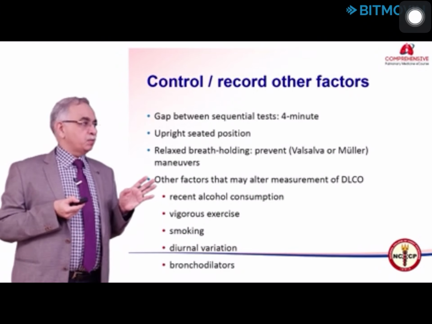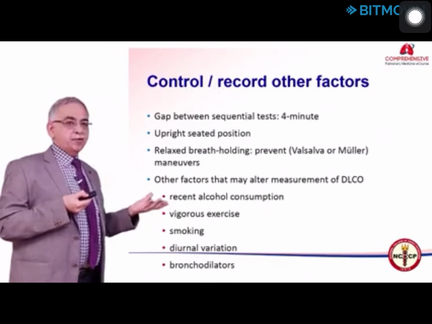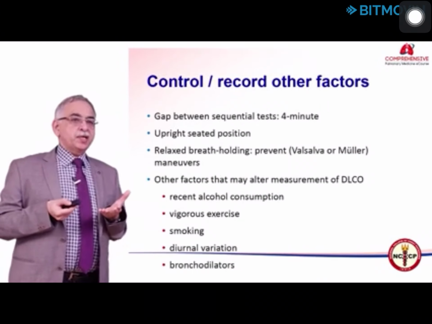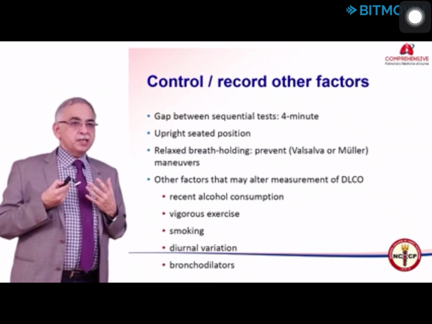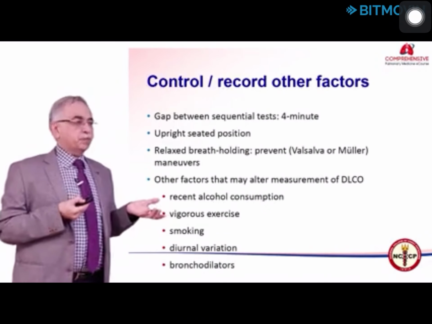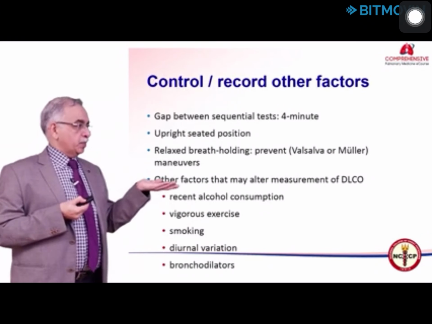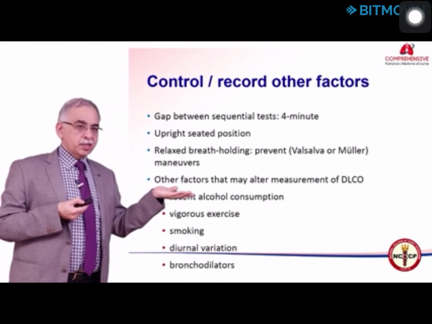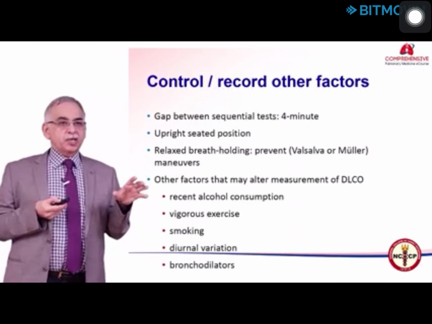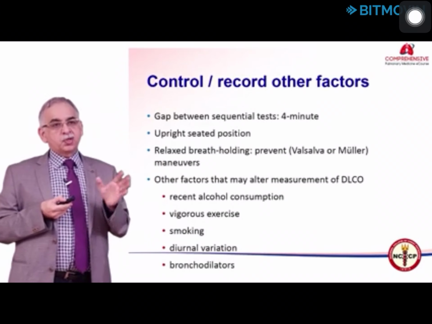The test is to be performed in a seated position, in the upright position, because patient position affects the diffusion capacity. There is a breath holding involved in the test, so patient should not breathe in or out during that breath holding. Other factors which can affect diffusion capacity, like recent alcohol consumption, vigorous exercise, smoking, diurnal variation, use of bronchodilators, have to be standardized. So, normally we give bronchodilator during spirometry, and then at the end of the test of spirometry, this is followed by diffusion capacity.